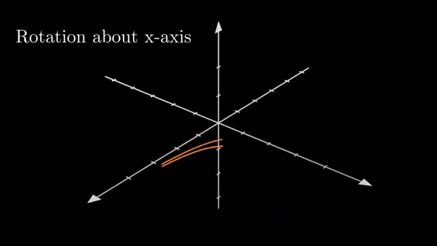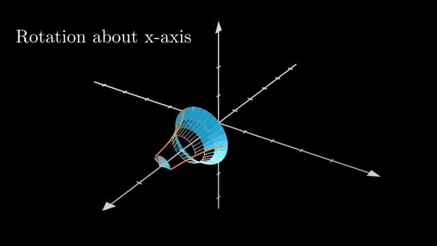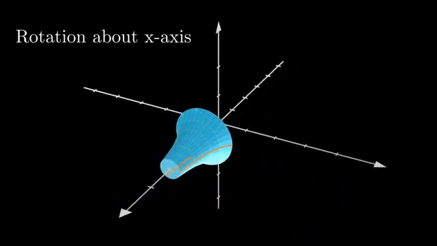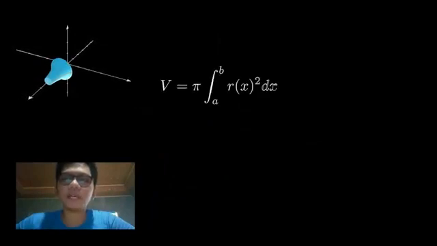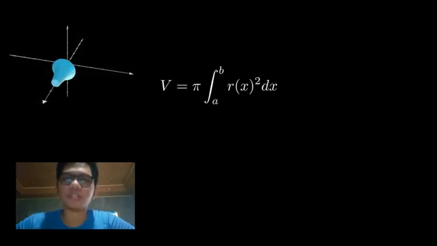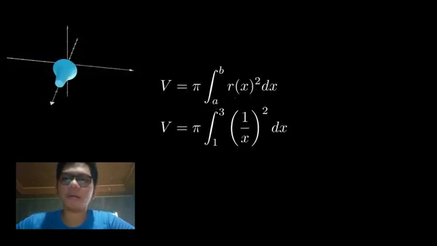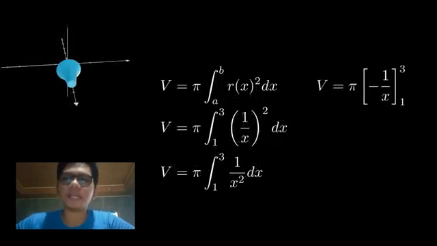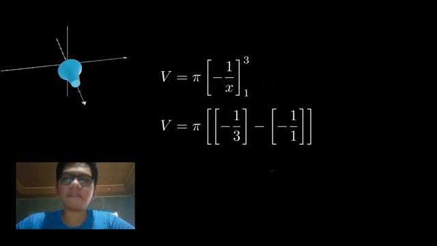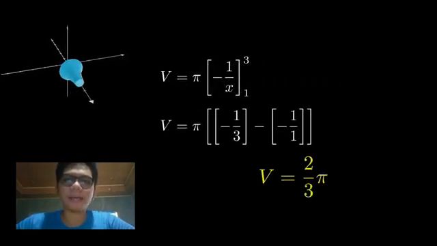After rotation, we see a figure that looks like a horn or the big end of a trumpet. Now let's compute the volume of this figure. Again, we use the formula V is equal to pi multiplied by the integral of r of x squared dx from a to b. Replace a with 1, b with 3, and the function r of x with 1 over x. Then integrate as shown here. And there you have the final answer, 2/3 pi.